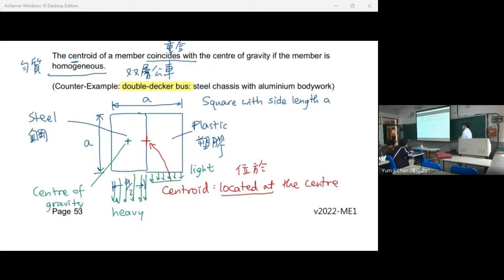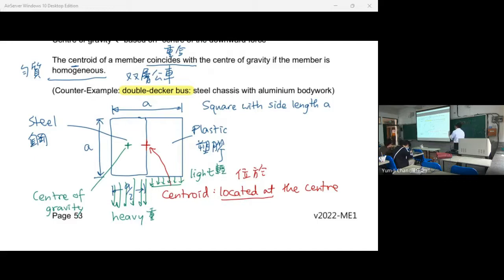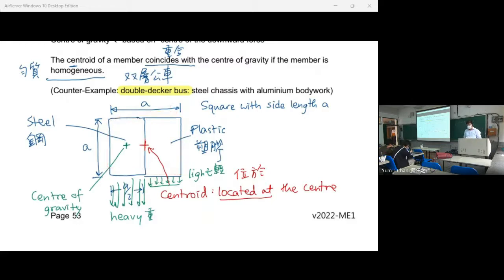So this is the difference between centroid and the center of gravity, if the area is made up of different materials. Now, you take a time to write it down.